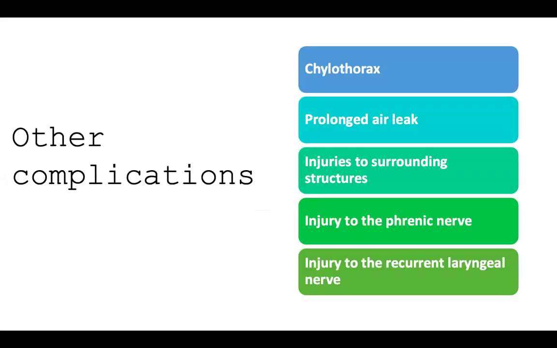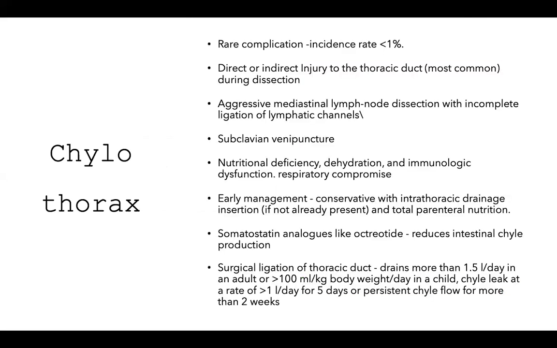What are the other complications? There can be complications like chylothorax, prolonged air leak, injury to the surrounding structures, injury to the phrenic nerve leading to hemidiaphragm palsy, and injury to the recurrent laryngeal nerve causing vocal cord palsy and aspiration.